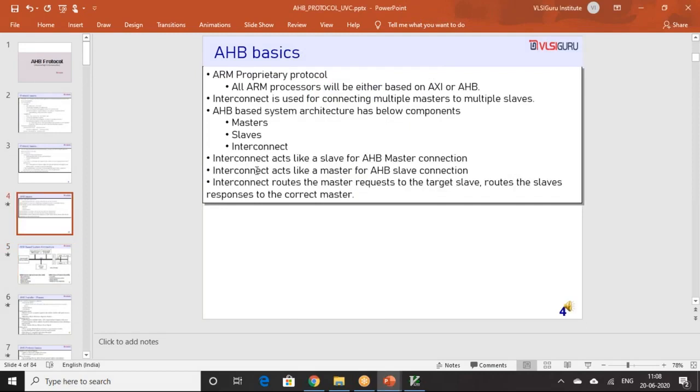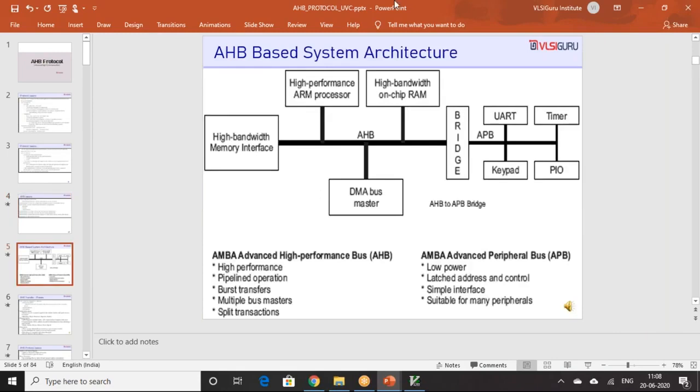Next. Interconnect acts like a master for AHB slave connection. Interconnect routes the master request to the target slave, and routes the slave responses to the correct master. See, the role of interconnect is very simple. When a transaction happens from a master, it has to decide whether it has to be sent in this direction, this direction, this direction, or this direction. For that purpose, there will be some decoding logic inside this. Even though it's drawn as a line, it is not really a line. It has got some decoder plus multiplexer.